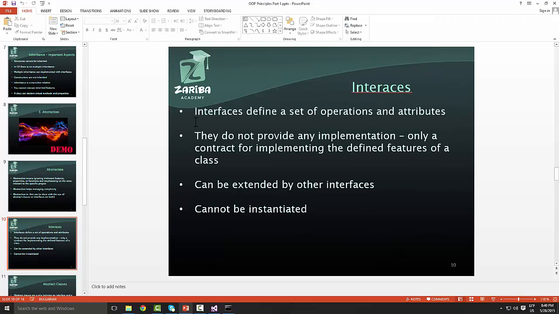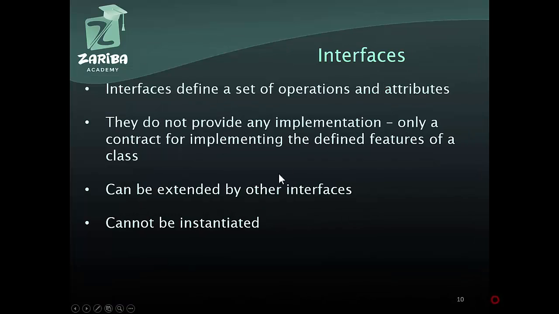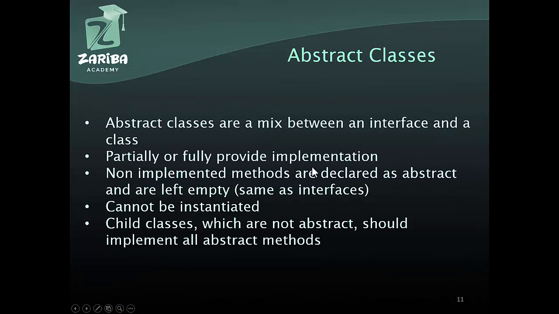Interface. Maybe I did that in a couple of other places. Interfaces. Right. Okay. Abstract classes. So an abstract class is something in between an interface and a normal class. An abstract class partially or fully provides implementation.